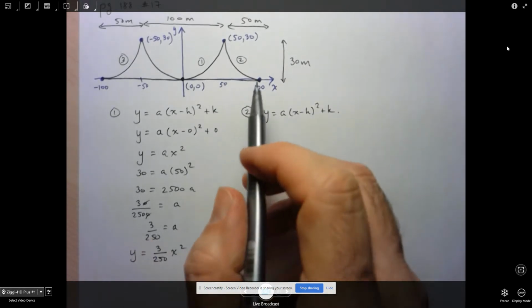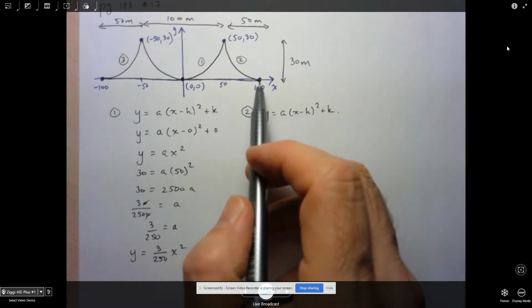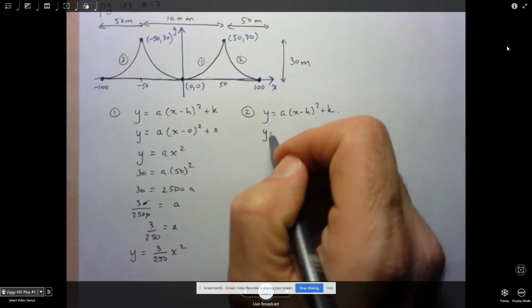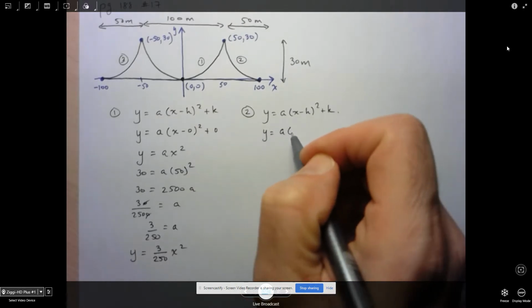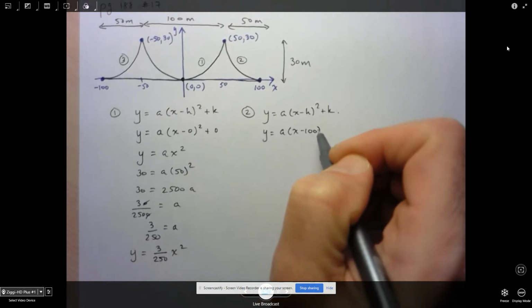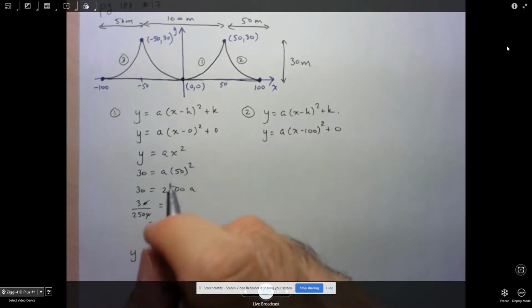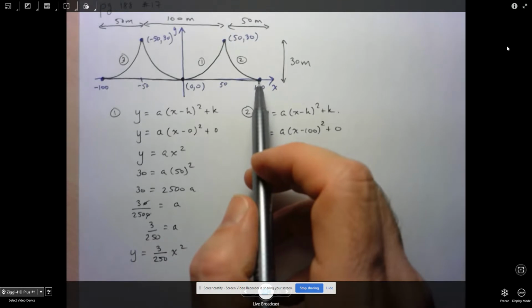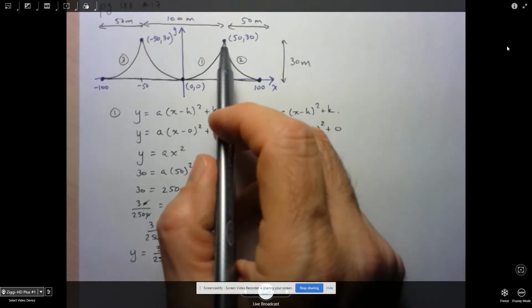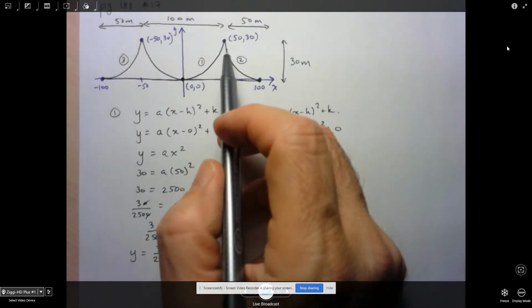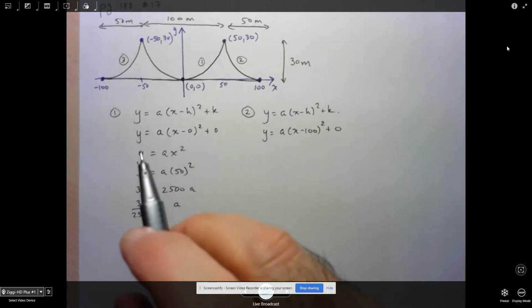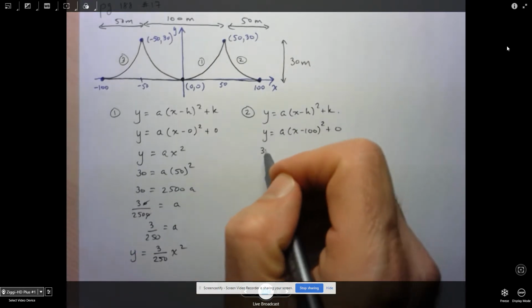Okay, so I look for the vertex, and the vertex occurs at, well, x equals 100 and y equals 0. So y equals a times x minus 100 squared plus 0. Okay, and now I need to input another piece of information. Well, hey, this (50, 30) is also on that parabola. All right, so I put in 30.